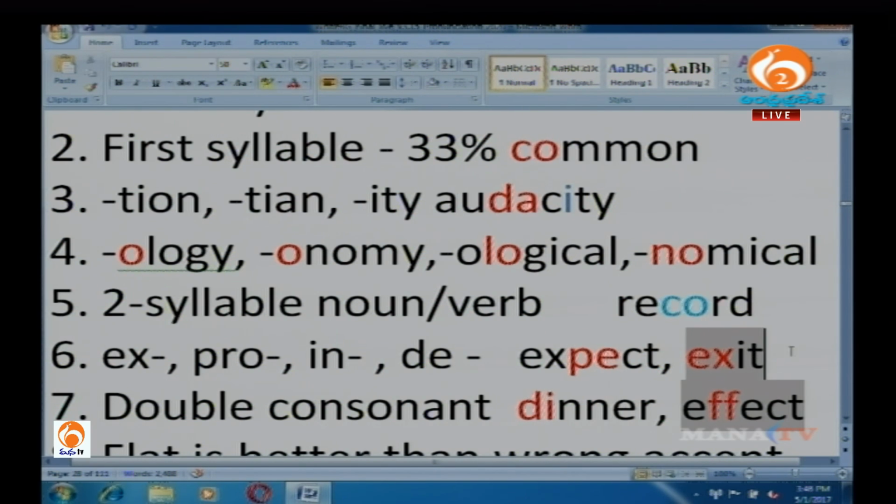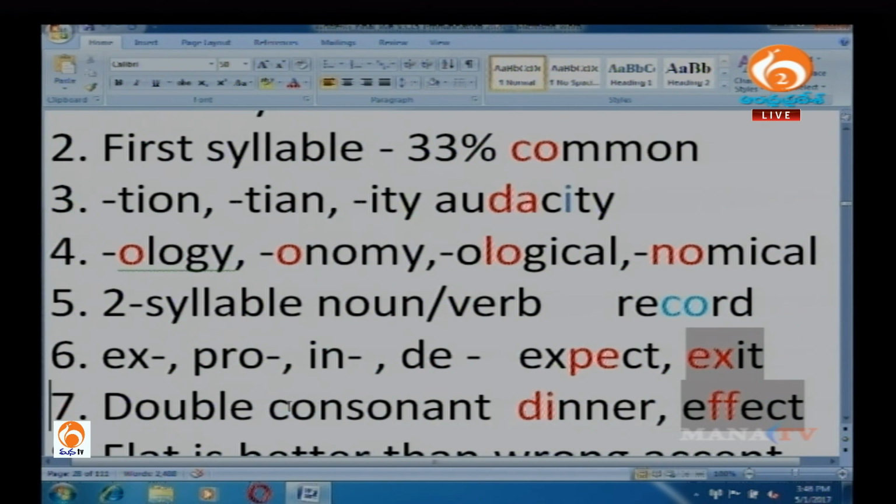So every rule has some exception. So you have to hear from an authentic source. Authentic sources would be BBC, CNN, Oxford Dictionary, etc. Let's speed up a little bit so that I can finish this lesson very quickly.